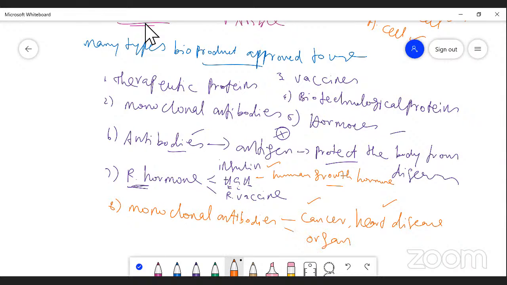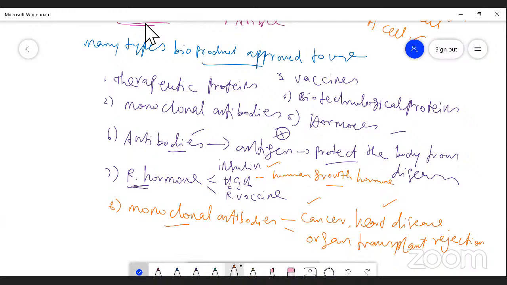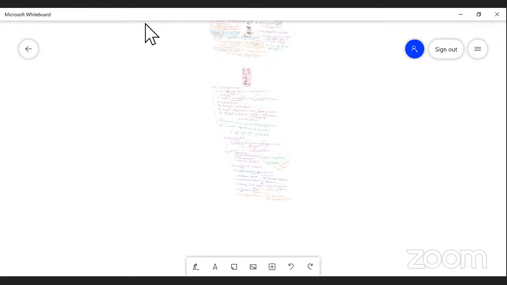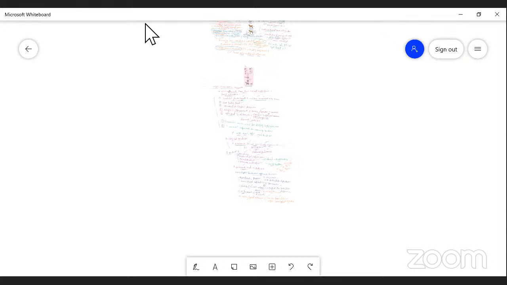Organ transplant rejection. Name the bioproduct which is used for rejection of organ transplantation. That is called monoclonal antibodies. At the same time, transgenic animals are also used as a bioreactor to produce desirable protein. And another one is called recombinant protein.